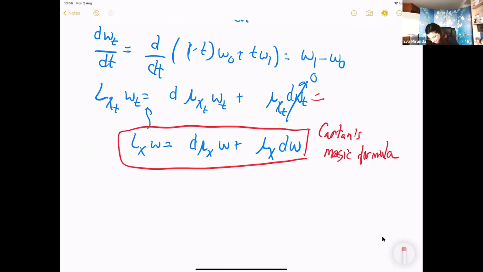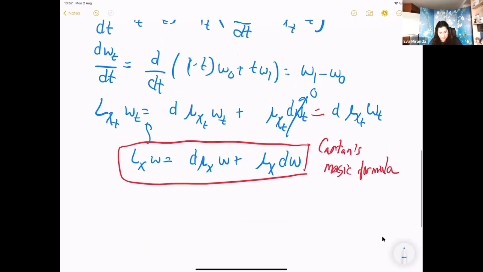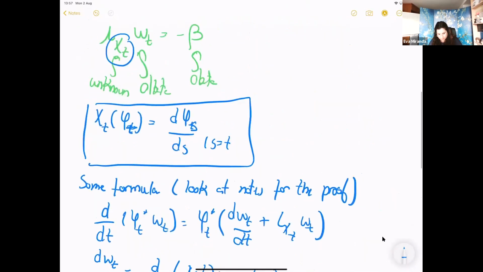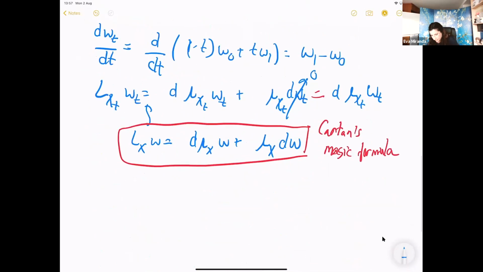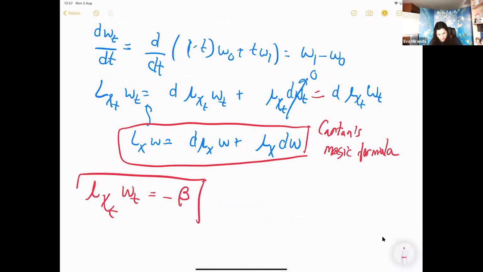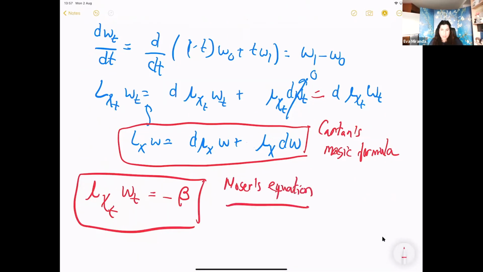What I get here is just the differential of the contraction of x sub t into omega t. Why am I doing this? I'm trying to solve the equation, which I will write again here in red. That's the equation I'm looking at, minus beta. That's Moser's equation.